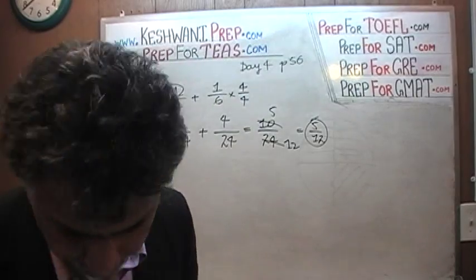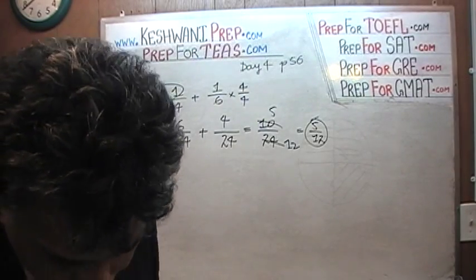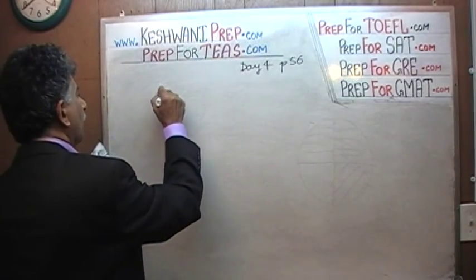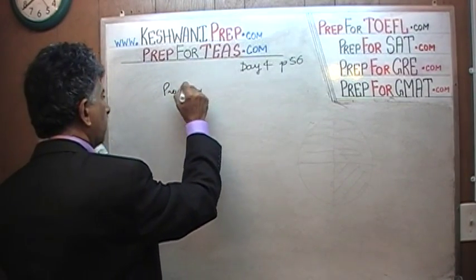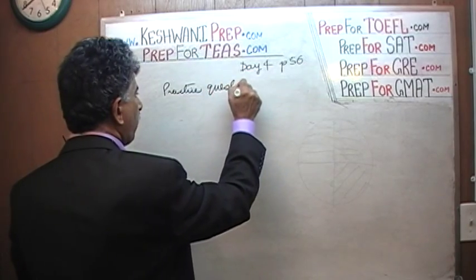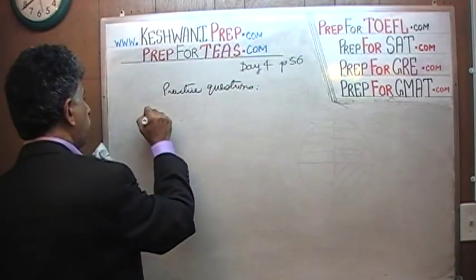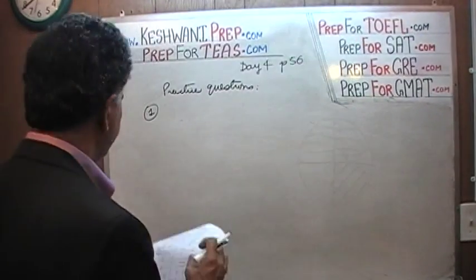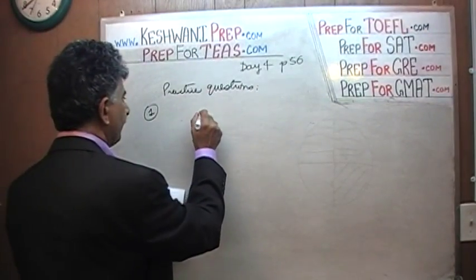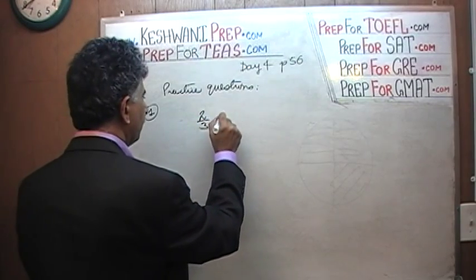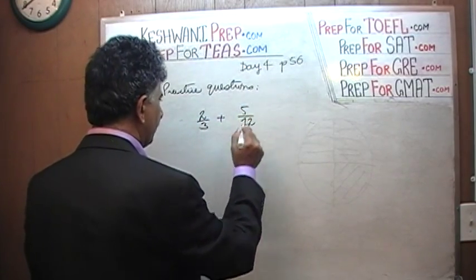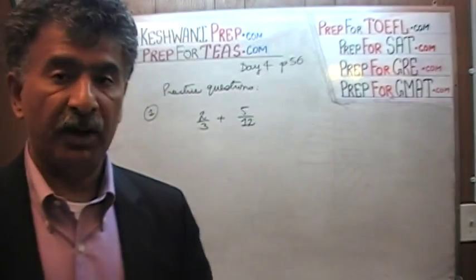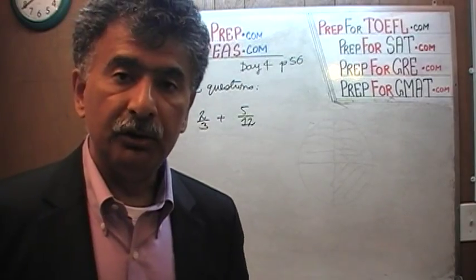Number one, practice questions. The very first one says 2/3 plus 5/12. Now keep in mind that if there is any way at all that you can reduce the fraction before you begin the process of adding and subtracting, you must reduce it.